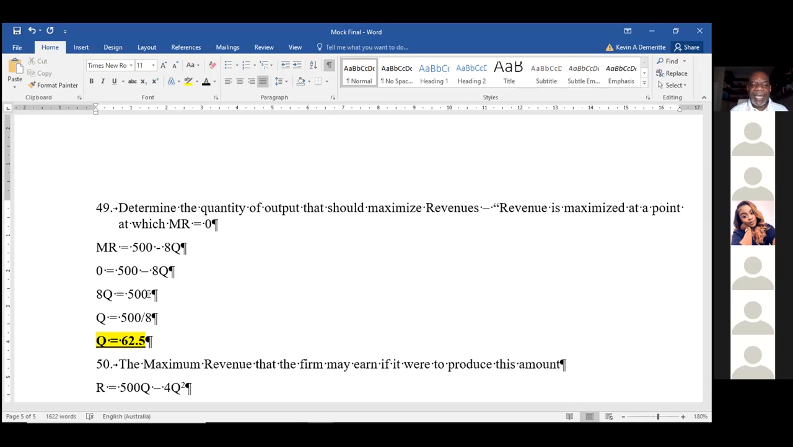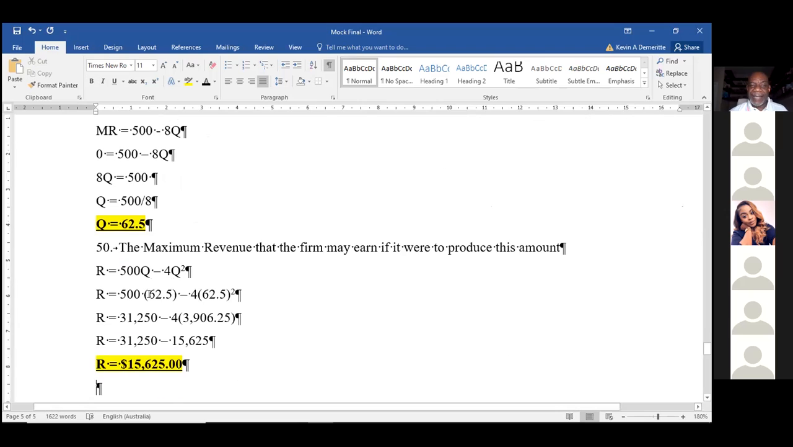Q equals 500 divided by 8, which gives us a Q of 62.5. Do not round it, please. So we know that our revenue is maximized when we produce 62.5 units, or 62.5 cases, 62.5 runs, pallets, whatever the 62.5 is. We know revenue is maximized when we produce 62.5 units.